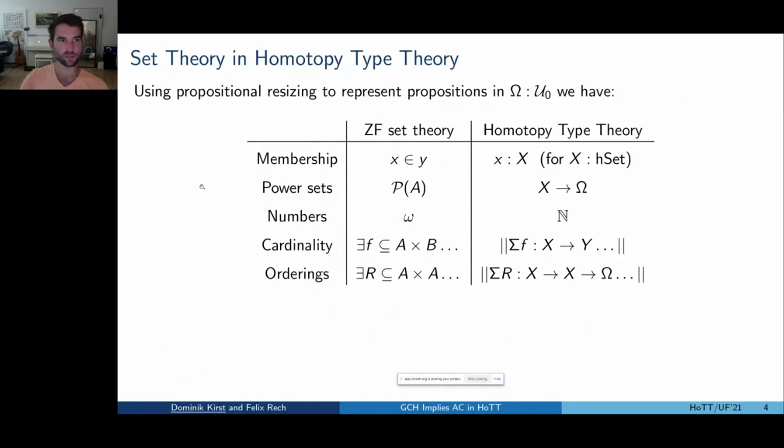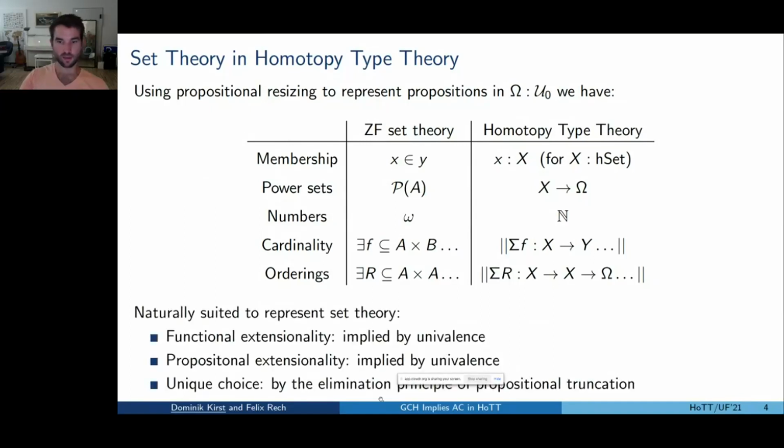So at least if we assume propositional resizing, so we can represent propositions in the lowest universe, then we also have the notion of membership. This time we can look at the h-sets in particular. We have a power set available then, and we can use the same natural numbers and truncated sigmas for cardinality and orderings. So this is basically the same, just in a slightly different type theory.